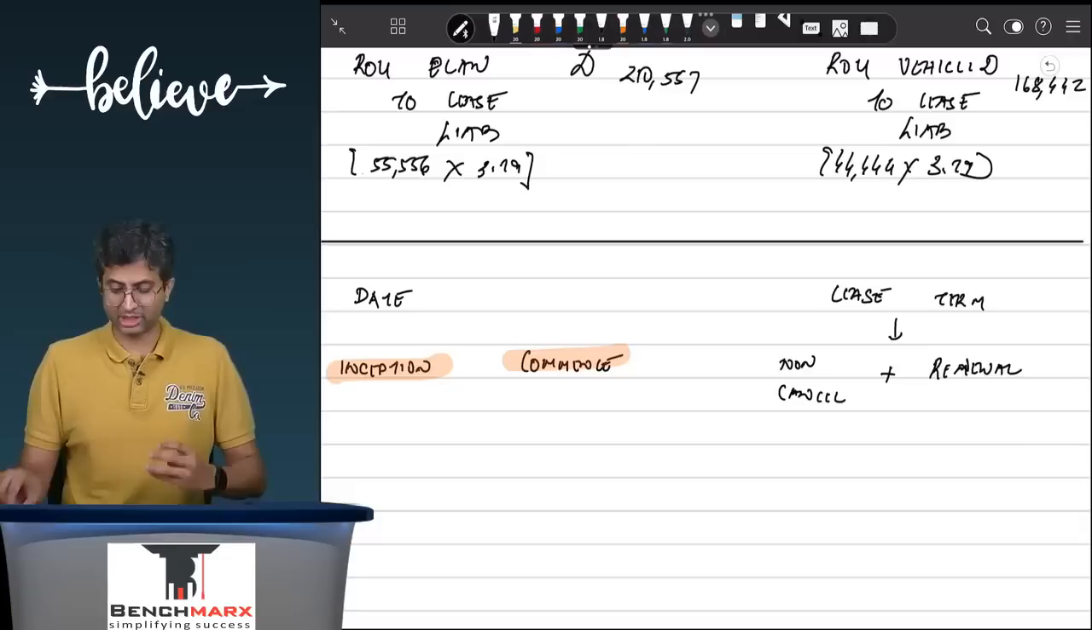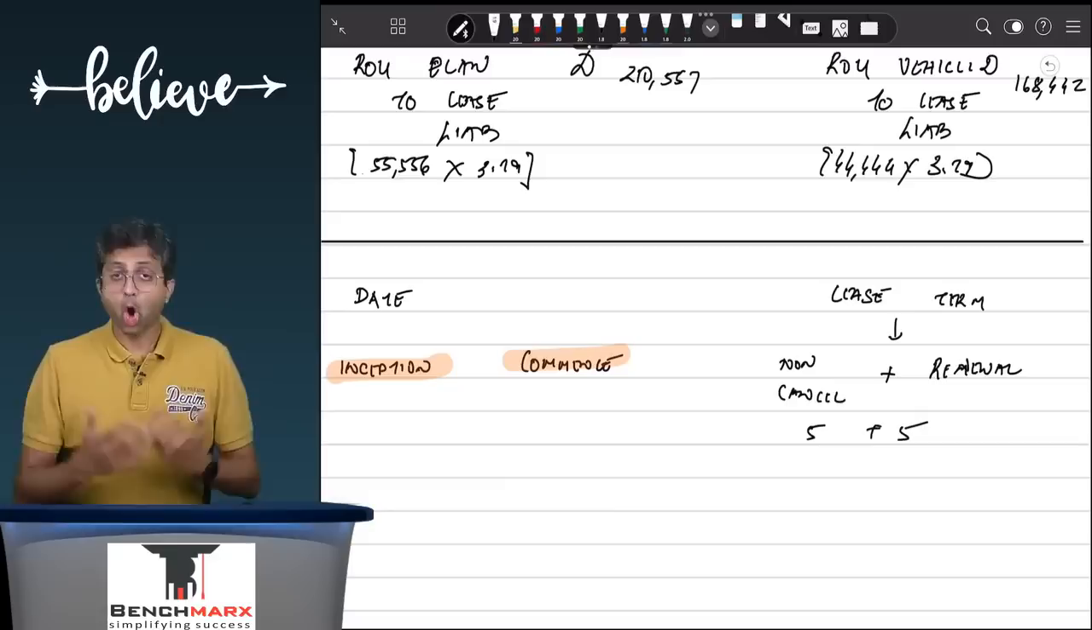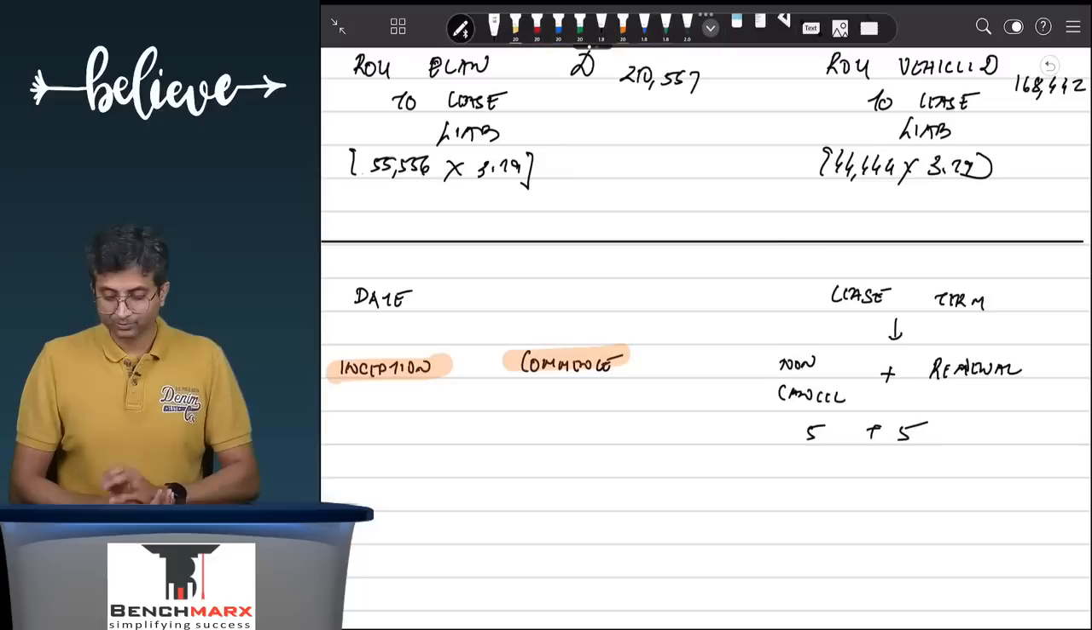Or the property is at a very prime locality and you want to continue in that locality, in which case you will take 10 years. Or in case you have done substantial modifications or renovations, the benefit of which you will get only if you use the property for a 10-year period, in which case you will take the total tenure as 10 years. So this is your lease term.